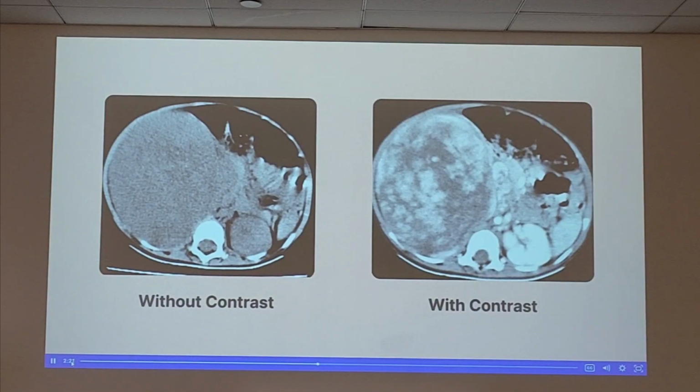Without contrast, this large kidney mass, which is called a Wilms tumor, is really poorly visualized. You can see something is there, but that's just about all you can see. In the second image with contrast, this mass and other abdominal structures are much more clearly defined because of the contrast enhancement. So how exactly does a CT scan produce images?